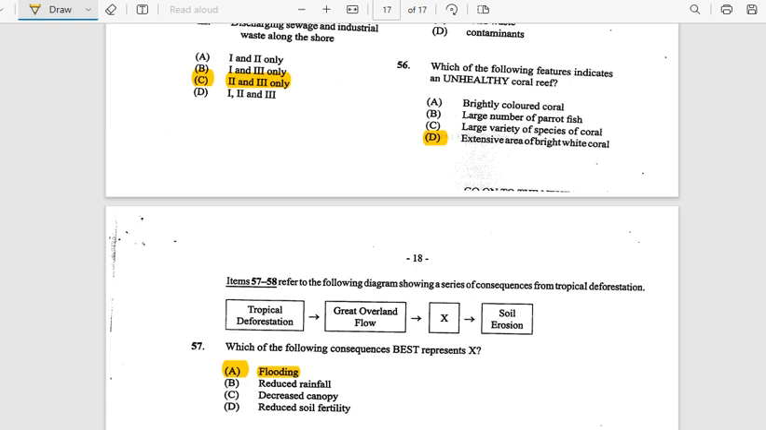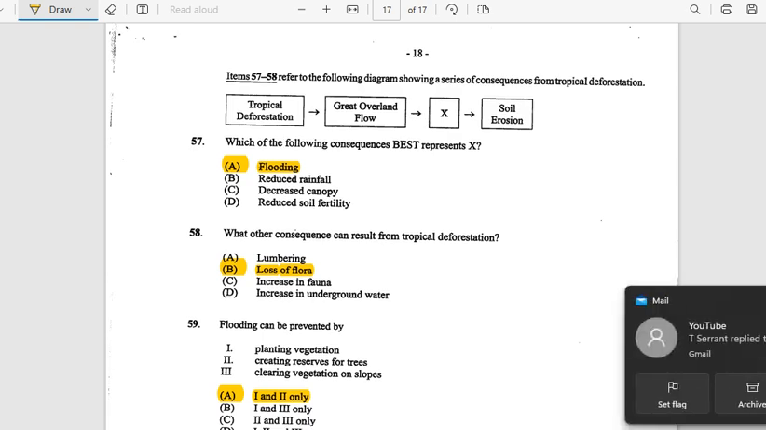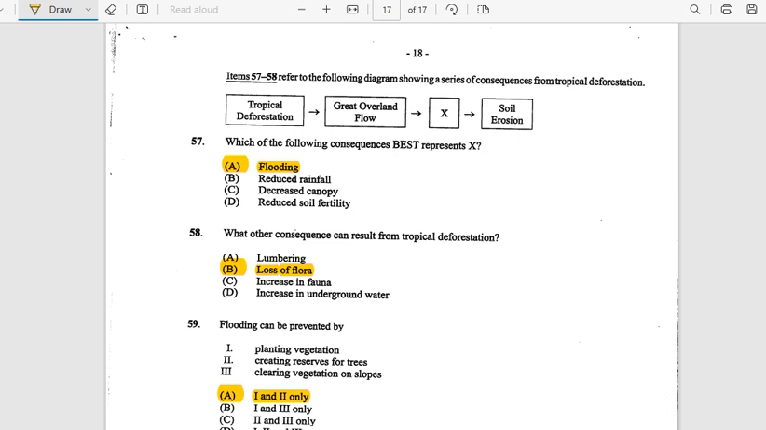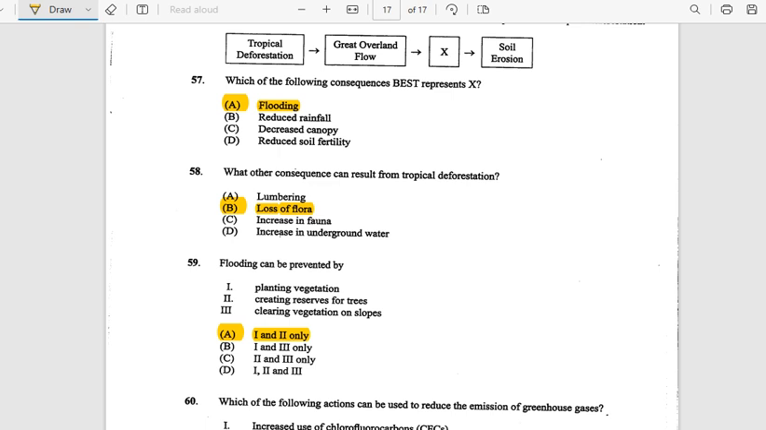Which of the following features indicates an unhealthy coral reef? And it's basically an extensive area of bleached coral. Alright, number 57. We have tropical deforestation. We have greater overland flow, we have X, as you guys can see. So the question says, which of the following consequences is best represented by X? And it has to do with flooding. Alright, so flooding will cause soil erosion.